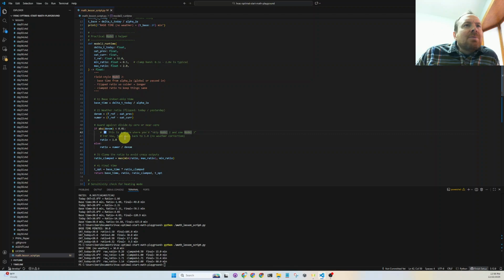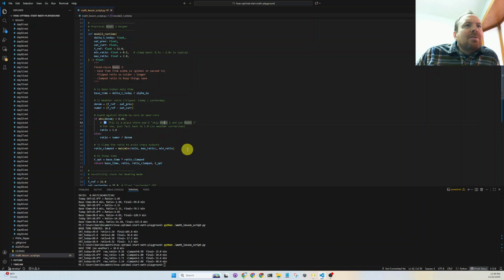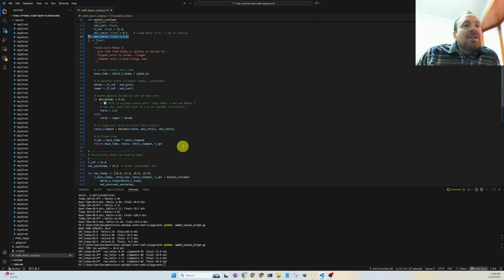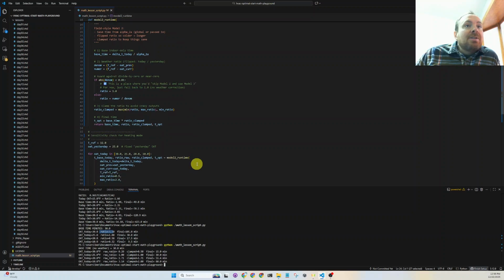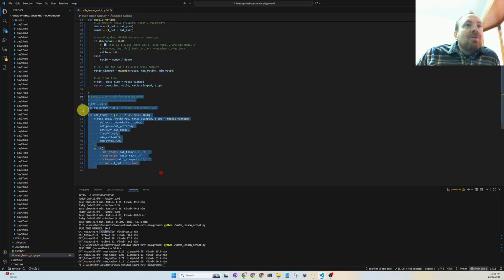guard against division by 0. Just for now we'll fall back to 1. Ratio clamped, so their max, what's our max ratio? Or 2. So that's how you would cap the ratio instead of having it blow up like it does here. We would just cap our ratio. Code gets a little fancier, but it's basically the same thing.